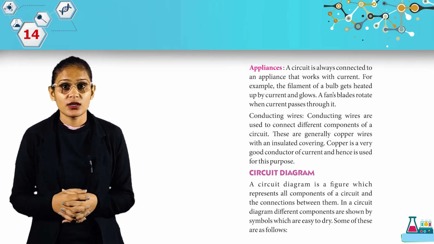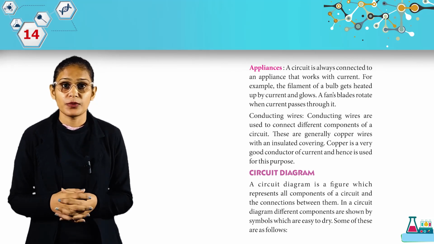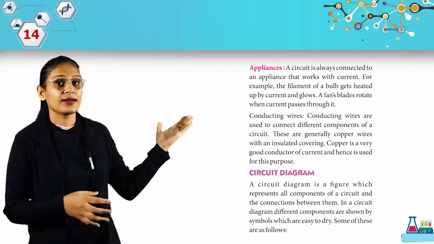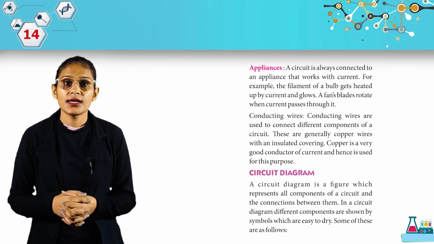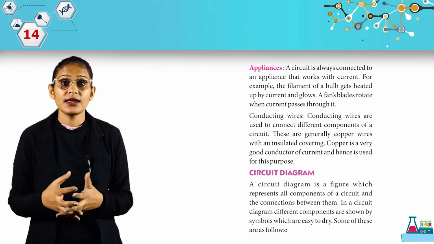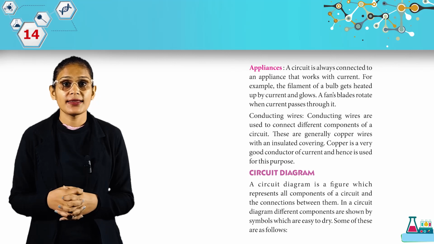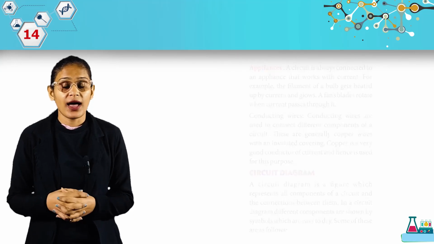Copper is a very good conductor of current and hence is used for this purpose. Now we have the circuit diagram. A circuit diagram is a figure which represents all components of a circuit and the connections between them. In a circuit diagram, different components are shown by symbols which are easy to draw. Some of these are as follows.